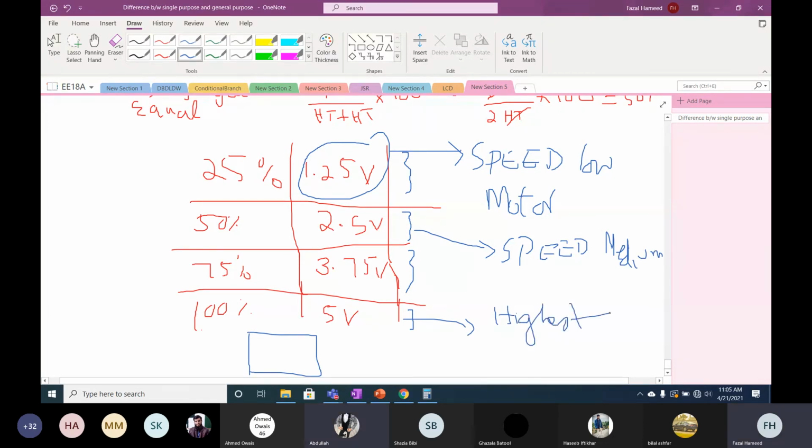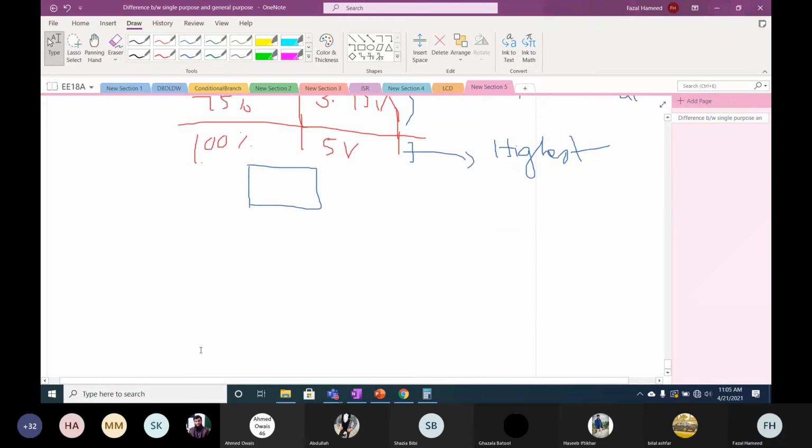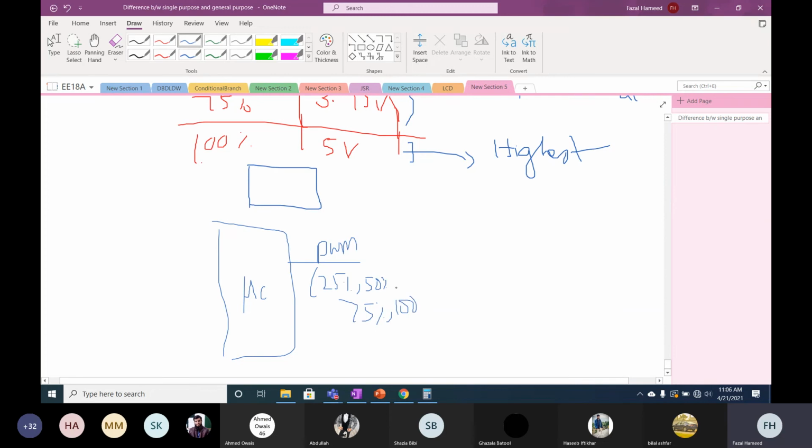Yes. If you want to control the speed of a motor through a microcontroller, but a microcontroller cannot generate different voltages out of the signal, it can only generate logical levels. So the microcontroller generates a PWM signal. It can generate a PWM signal of 25% or 50% or 75% or 100% to control a motor.